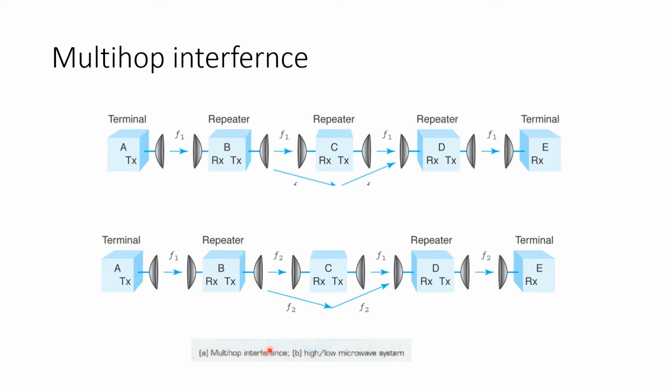And another reason is because of the back lobes which are produced by the antenna. There may be some leakage from the antenna. So even if you say that the front to back ratio for an antenna is good, there may still be a small power which is radiated backwards. So to prevent these two, that is multi-hop interference, and also considering the front to back ratio, we have this particular system. We have the high-low microwave system.